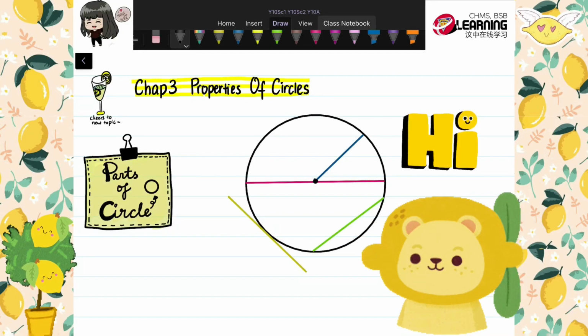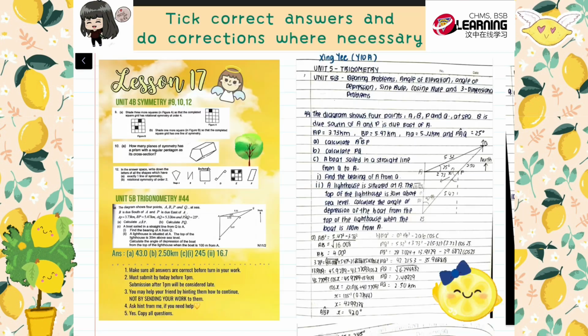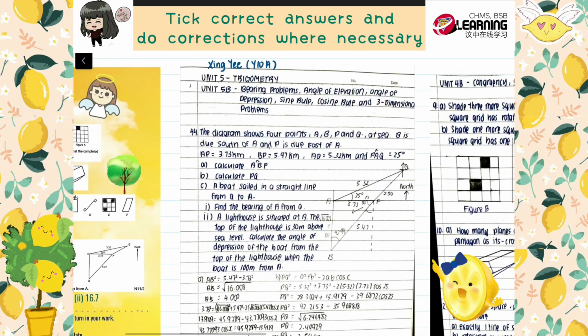So today is our new chapter, chapter 3, which is properties of circles. Before that, let's discuss the previous lesson's homework first. So this was our previous lesson's homework. Let's discuss a little bit. This is unit 5B, Singyi's work, from year 10A.